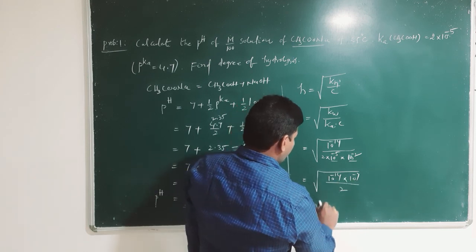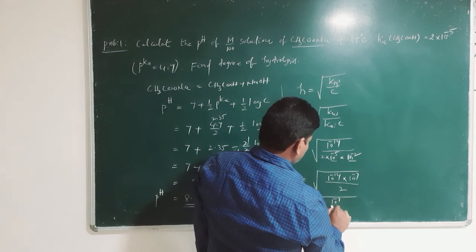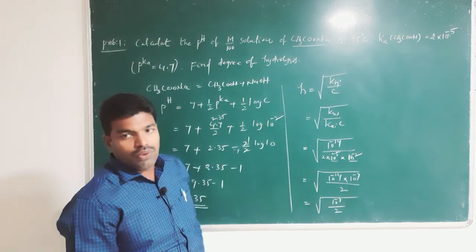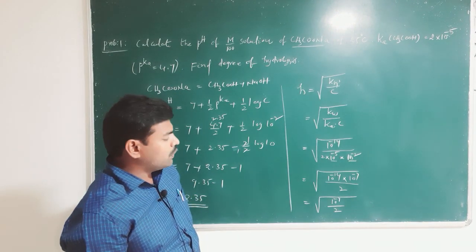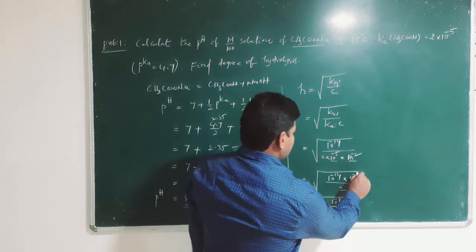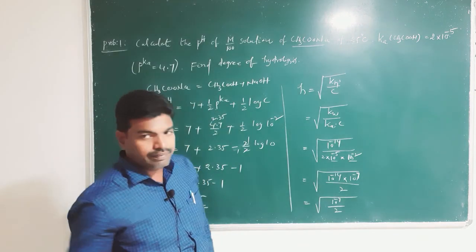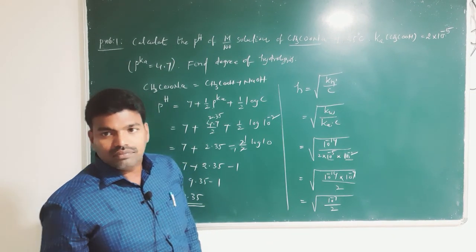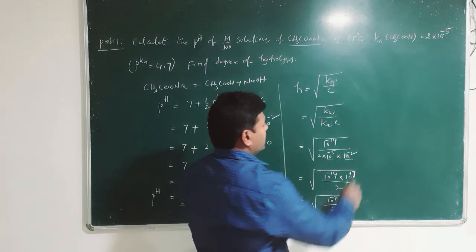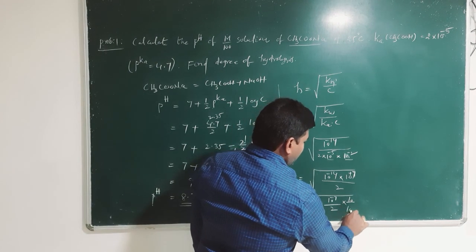So this is 10 power minus 7 by 2. For the sake of convenience, I will multiply and divide by 10.